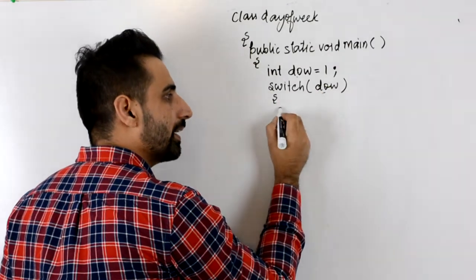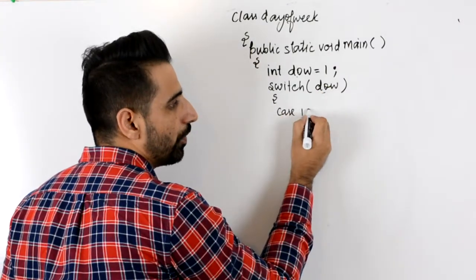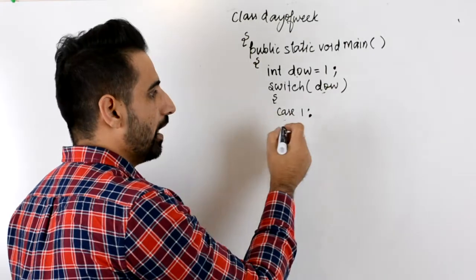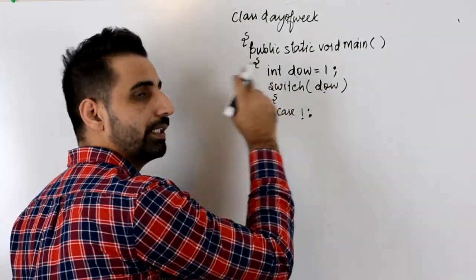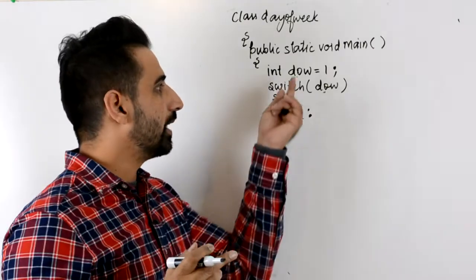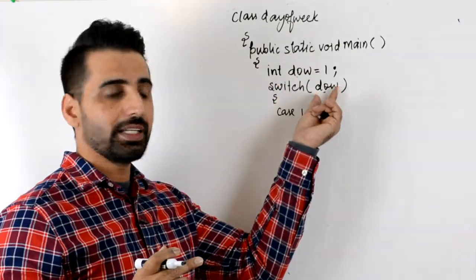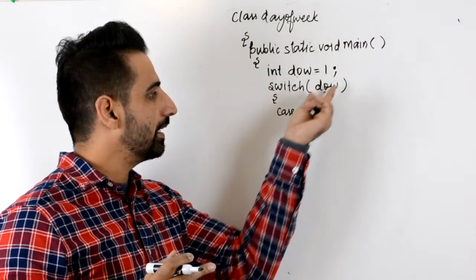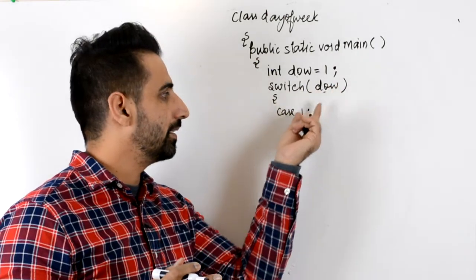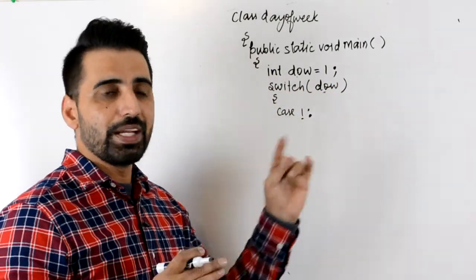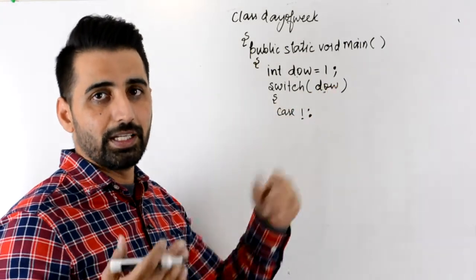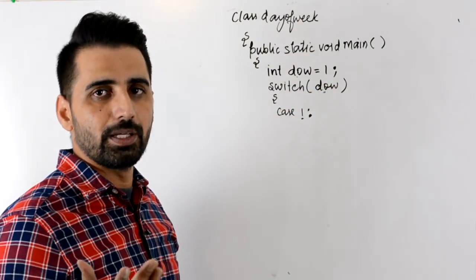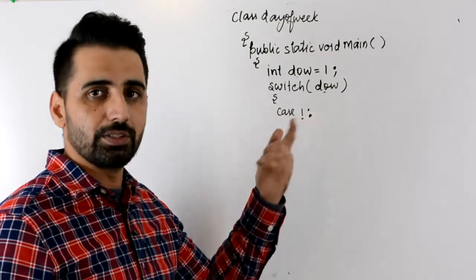Then I write case, and here we write 1, then a colon. If you see, this is 1, and what is the data type of DOW? The data type of DOW is integer. So what I told you is that the data type of the expression and the case should be the same. If it is string, then this should be string. If it is byte, this should be byte. But we can't use float for this. In a switch we can't use float. In an if-else we can use a float, that is a value with a point, but in this one we don't use float.